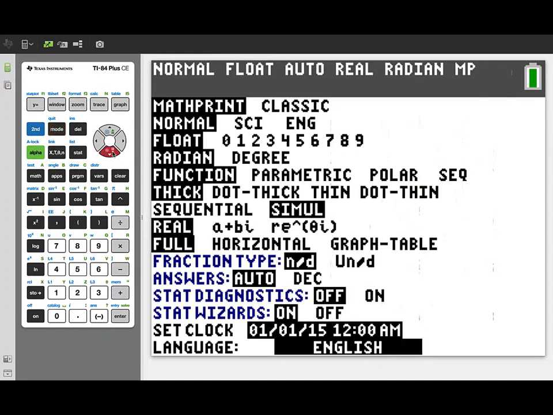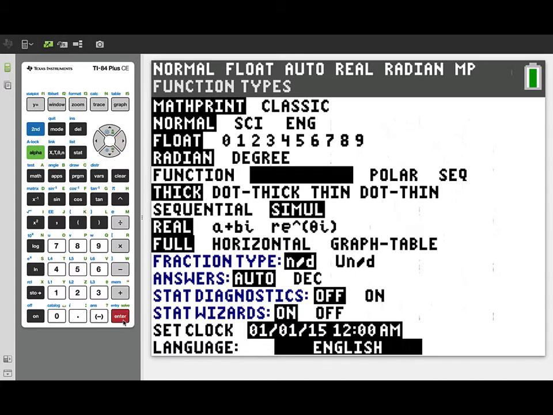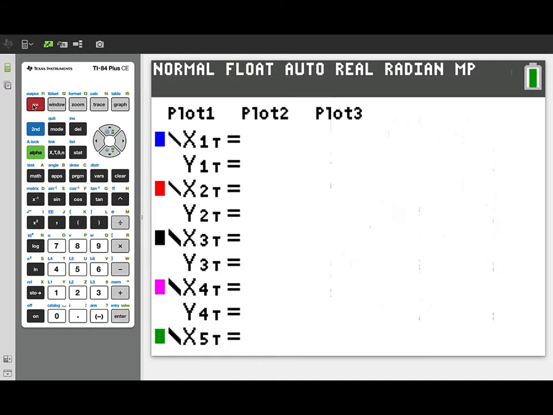Let's get started using the 84. First things first, we'll set our mode to parametric from function. And then we will return to the calculator screen and then to the y equals, where we're going to leave x1 and y1 for position functions. But we'll use x2 and y2 for those velocity components.